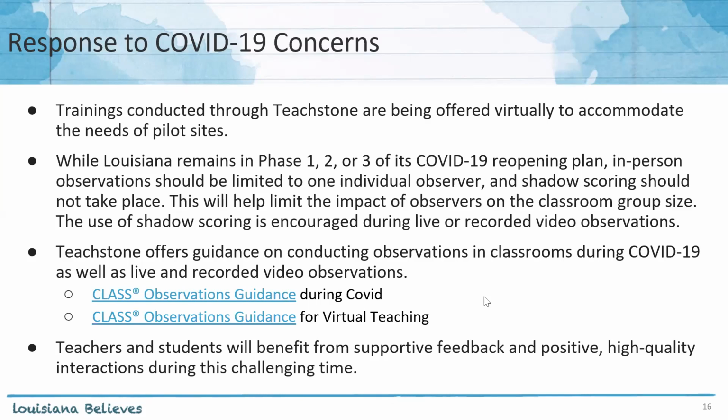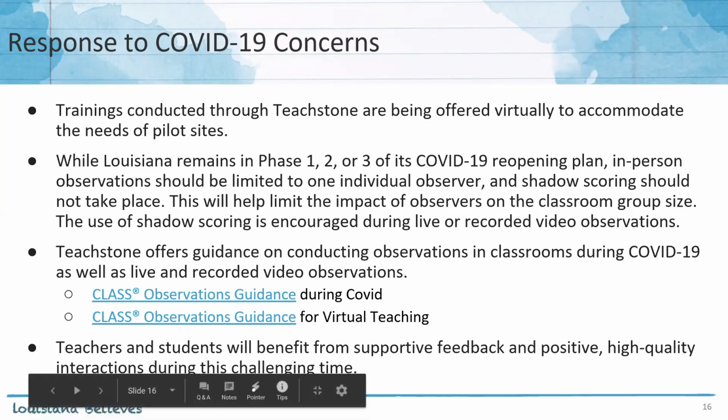As long as Louisiana is in phase 1, 2, or 3 of our reopening plan, in-person observations should be limited to one individual observer. Shadow scoring is not required to take place in person. We are waiving that requirement so that the impact on the classrooms is as minimal as possible. Shadow scoring is still encouraged if you would like to use it during live or recorded video observations, since you would not be actually interacting in person there.